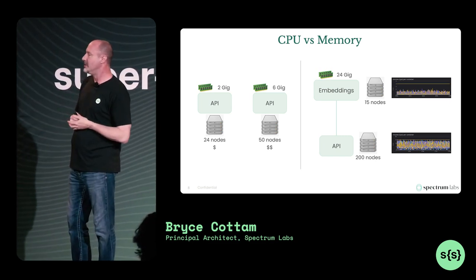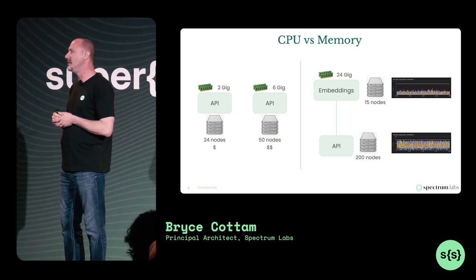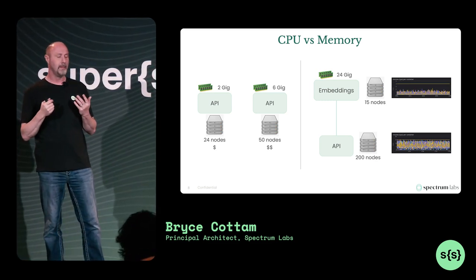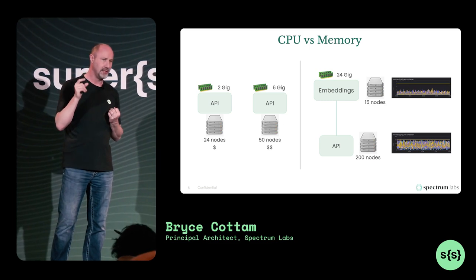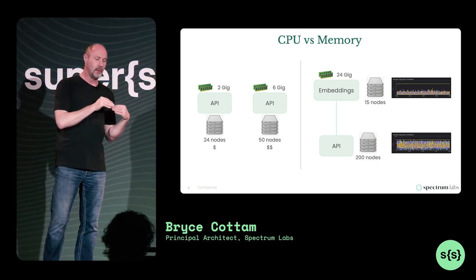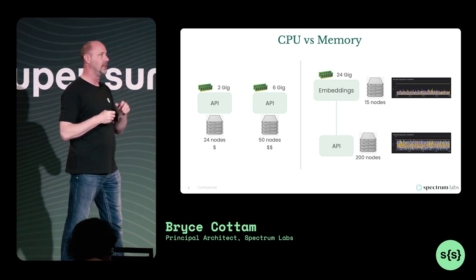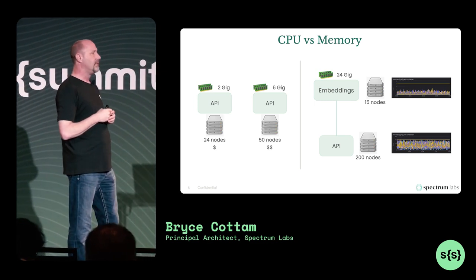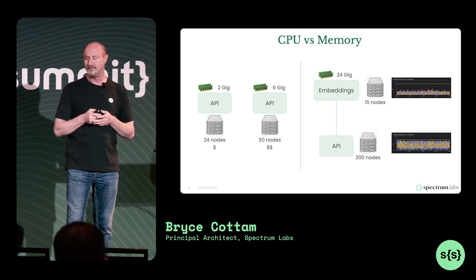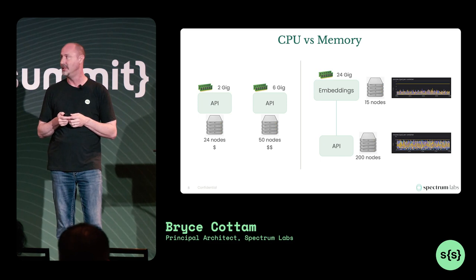But on the bottom is the CPU consumed by our code that invokes our classifiers. And that uses a lot more CPU. So we can make it so that we have memory-intense embedding instances and lower memory, higher CPU instances for the code that's invoking our classifiers. And we can service about 200 API nodes with 15 embedding nodes. And that's much better than a 12x cost increase.